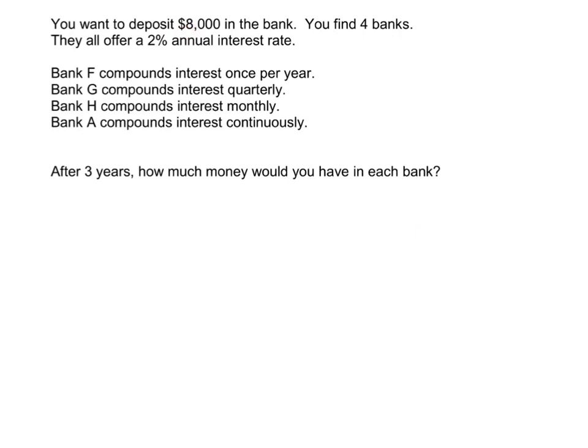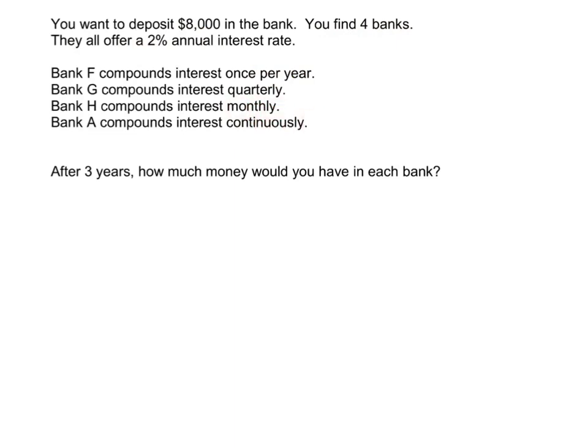We want to deposit $8,000 in the bank. Let's say you find 4 banks, and all 4 of these banks offer a 2% annual interest rate, so the same annual interest rate. But here's the difference. Bank F is going to compound the interest once per year. Bank G is going to compound the interest quarterly. Bank H is going to compound the interest monthly. Bank A is going to compound the interest continuously.